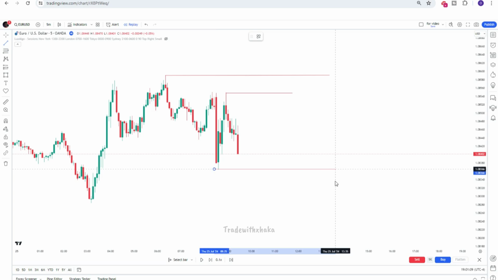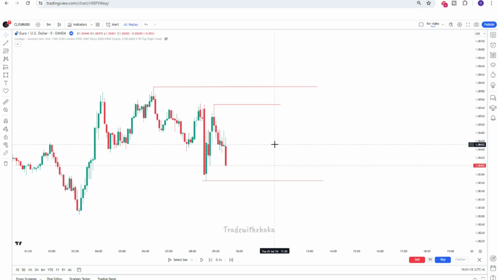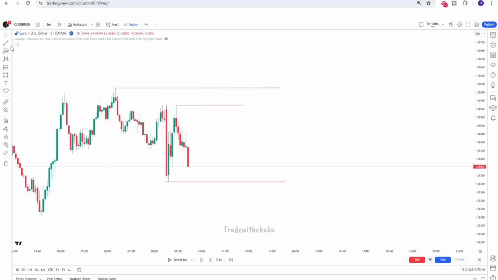What next to do? We wait for a sweep, for the market to take either side out. Once the market takes either side out, then we move to the 1 minute time frame to look for a market structure shift. But before that, we need to mark out our window period.